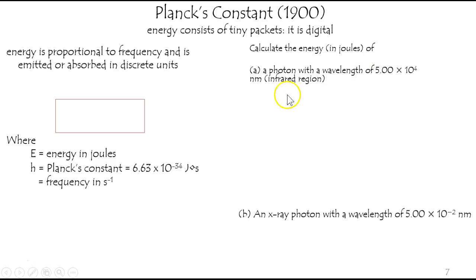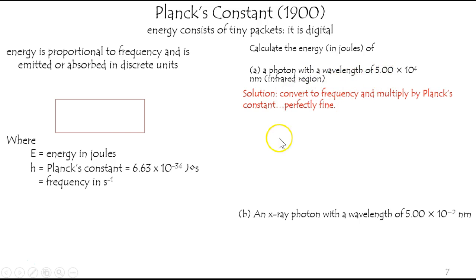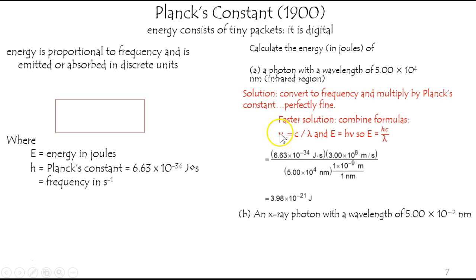Say a photon of infrared radiation. Well, there's your wavelength. We need the energy, but we can do wavelength to frequency. We can do energy to frequency, but you could combine those two formulas. Here is the speed of light equation rearranged for frequency. Therefore, you plug that into what frequency is right there, and you get a formula that allows us to directly get energy from wavelength.